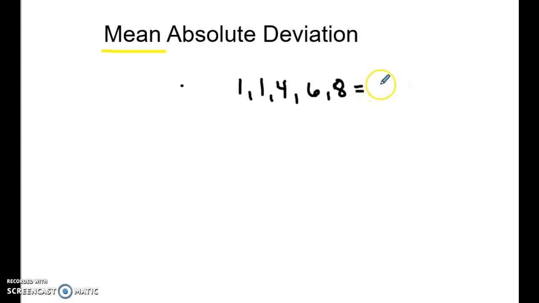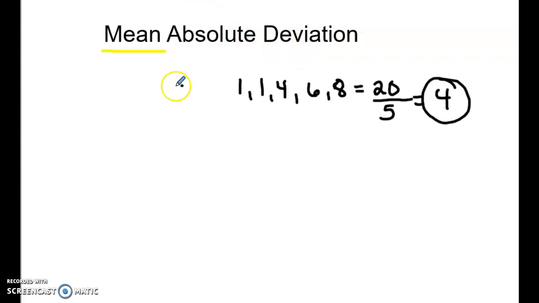Again, this is just a little review of what we just did. If you add these up, you have 1 plus 1 plus 4 plus 6 plus 8. That should equal 20. And in order to find the mean or the average for these numbers, we're going to divide it by the number of numbers, which is 5. And therefore, we know that the average number of Skittles eaten by the children at the party was 4. Okay, so that's just a little refresher on what mean means.